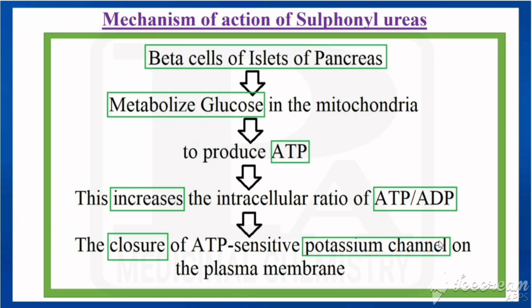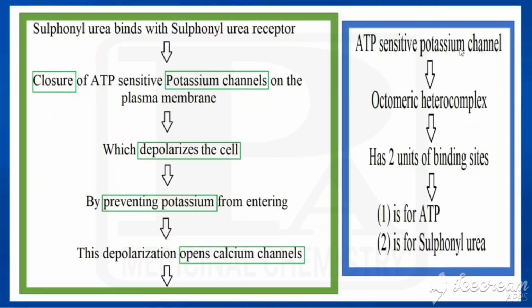Why would the potassium channels be closed? Because they are ATP sensitive. So the ATP sensitive potassium channels present on the plasma membrane would be closed. This ATP sensitive potassium channel is an octamer heterocomplex, and it has two binding sites. One binding site is for binding with ATP, another is for binding with sulphonyl urea.